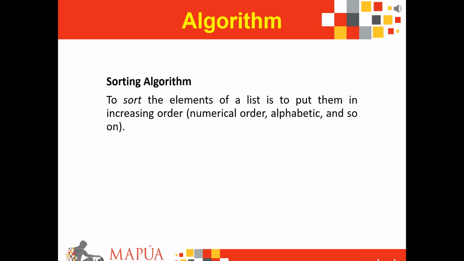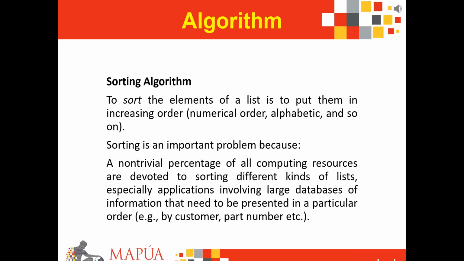Sorting algorithms eventually arrange your corresponding list and put them in a given particular order, whether it's increasing numeric order, alphabetic order, and so on and so forth. Sorting is very important because a non-trivial percentage of computing resources are devoted to sorting different kinds of lists, especially applications involving large databases of information that need to be presented in a particular order.